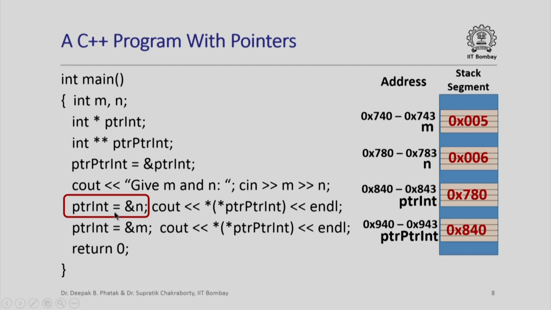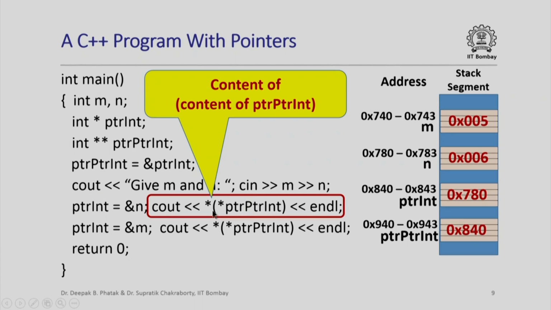Now I execute this statement. Pointer int is assigned ampersand n. What happens? I have to first find out the address of n, which means the address of the first byte of the 4 bytes allocated for the integer variable n. These are the 4 bytes allocated for the integer variable n. The address of the first byte here is hex 780. So hex 780 should get stored in the memory locations reserved for pointer int. That is what happens over here. And now I say print out star of pointer int.